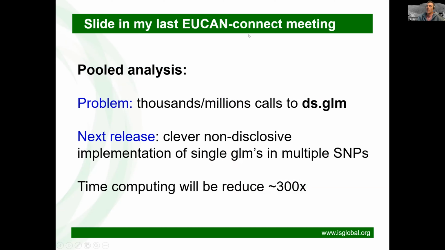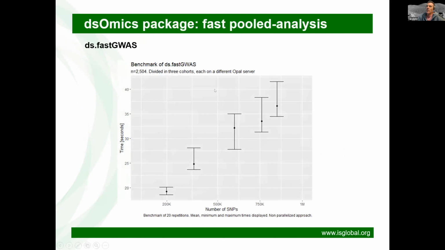In my last meeting, I had this slide. I promised that in the next release of dsOmics we would have an approach that reduces this computing time. And this is what we obtained. We have performed a benchmark analysis using our new function called dsFastGWAS, which performs a virtual pooled analysis of all the Opal servers. And as you can see here, we can run this analysis on almost 1 million SNPs in less than 40 seconds. So it's really, really fast, okay?